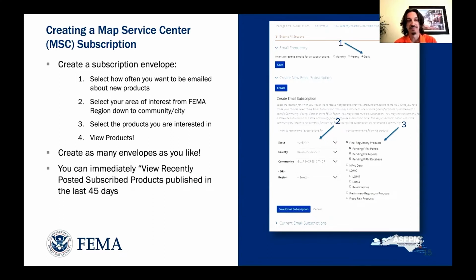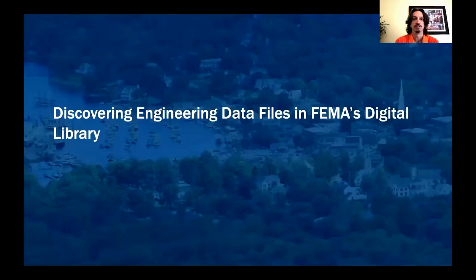Once you create the envelope and save it, you can immediately view recently posted subscribed products published in the last 45 days at the number 4 tab on the top of the screen. So you don't need to wait to get an email necessarily. And again, that's going to display all of the products that have been issued in the last 45 days for that or those envelopes that you created.